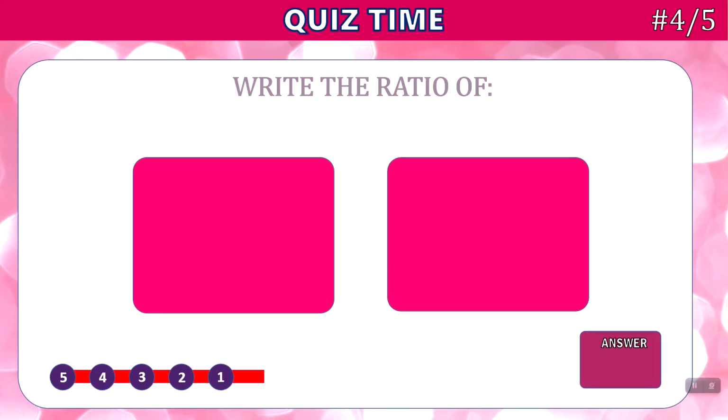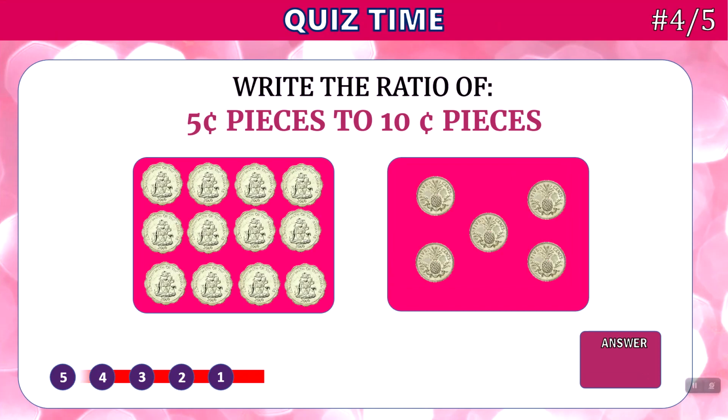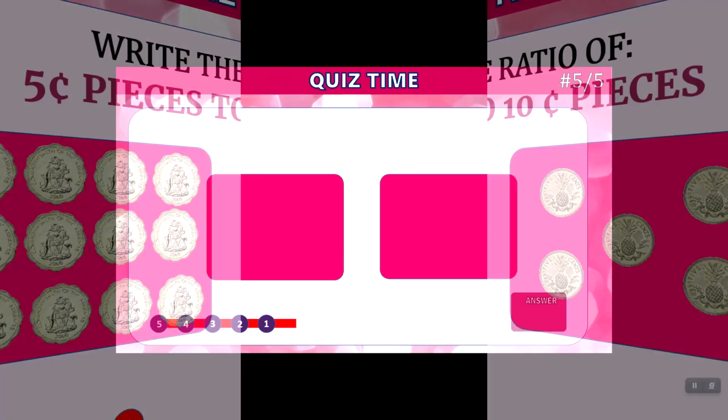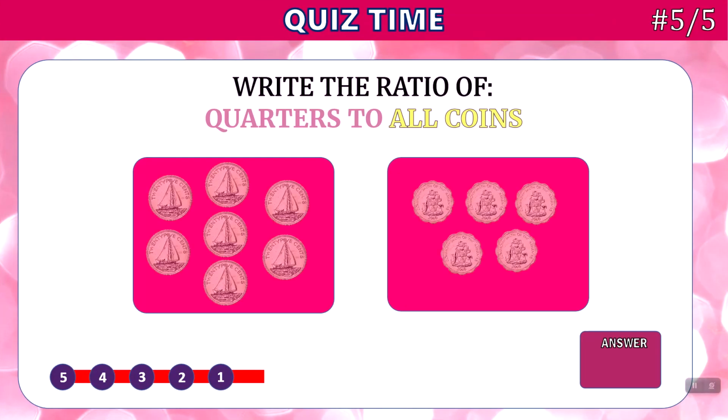Number 4. Write the ratio of 5-cent pieces to 10-cent pieces. Time's up. There are 5 5-cent pieces and 12 10-cent pieces. So the answer is 5 to 12. And last question. Write the ratio of quarters to all coins. Did you get it? There are 7 quarters and there are 5 10-cent pieces, which makes 7 plus 5, 12. Quarters to all coins gives us a ratio of 7 to 12.